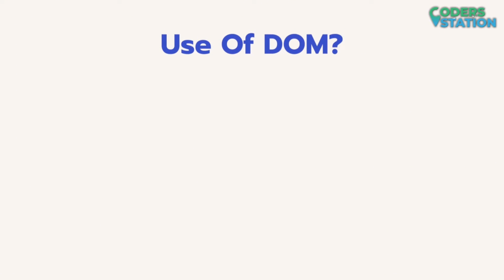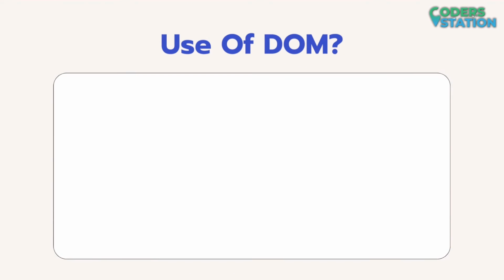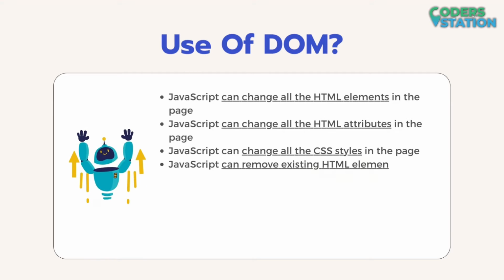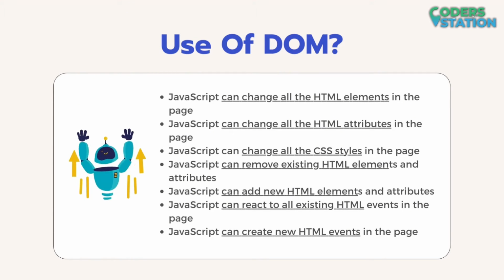So, what is the use of DOM? With the object model, JavaScript gets all the power it needs to create dynamic HTML. Now, JavaScript can change all the HTML elements. It can change all the HTML attributes. It can change all CSS styles. It can remove existing HTML elements. It can add new HTML elements and attributes. It can react to all existing HTML events in the page. And it can also create new HTML events in the page.